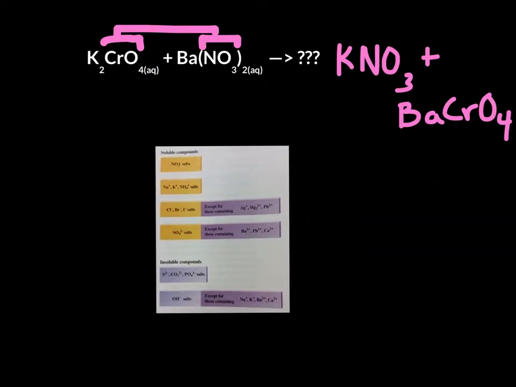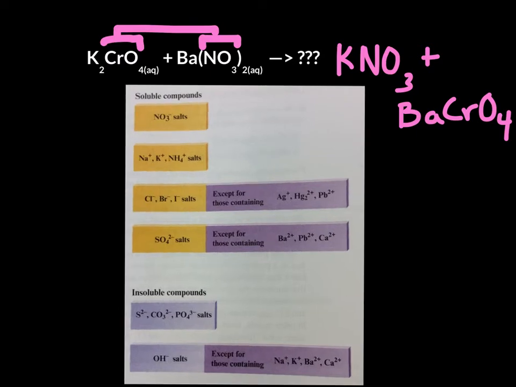Well, we have to go to our solubility rules. So here we can see that all potassium salts are soluble. So this allows us to indicate that the potassium nitrate is going to be aqueous. When we take a look at the rest of the rules, we really don't see anything about chromate, but we kind of can see that barium tends to not be soluble in certain solutions.